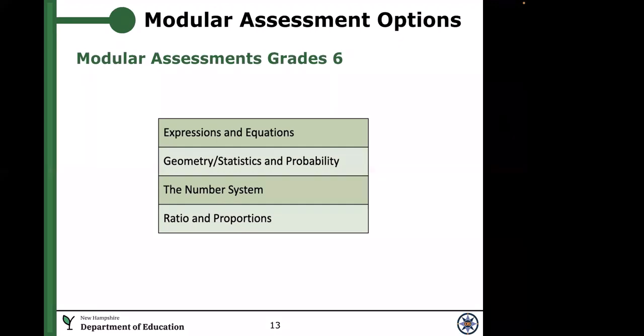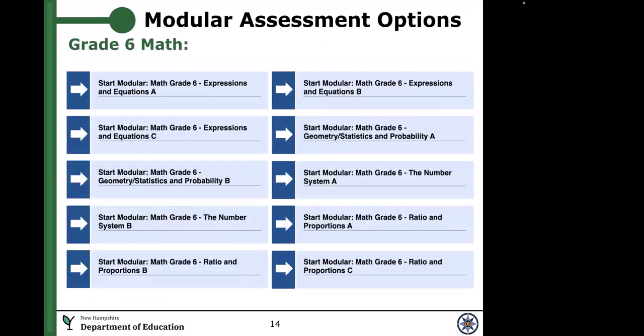So for 6th grade in math, we have expressions and equations, and then there's geometry, statistics, and probability. So those are combined, and then the number system and ratios and proportions. Here are the examples of the modular assessments that you could administer. So you can see here for expressions and equations, you have 3 different options. Statistics and probability, you have a couple. Number system, you have a couple. Ratios and proportions, you have 3.